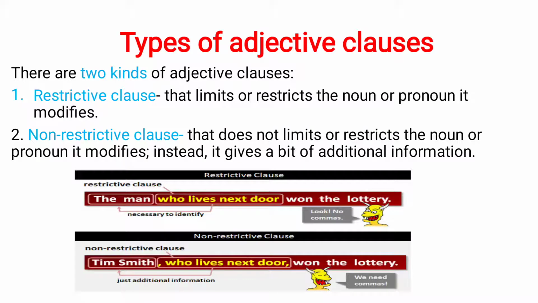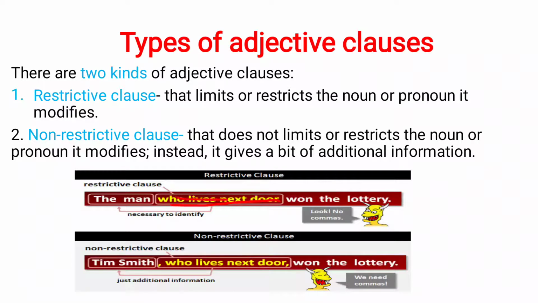Now, look at the first example. The man who lives next door won the lottery. Now, this group of words is playing the role of an adjective clause because it is describing the noun man, and that is why it is an adjective clause. Now, why is it a restrictive clause? Because this group of words is restricting our noun man, and we cannot remove this group of words.